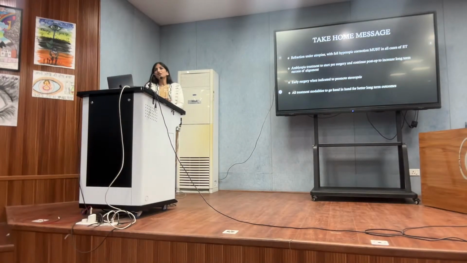So the take-home message for a patient to be worked up for a case of inward deviation is, the first must is a refraction under atropinization, a full hyperopic correction in all cases of esotropia, and then follow-up every 2 to 3 months in the first year and then 6 monthly refraction. Amblyopia therapy: just surgery will not cure these patients. Amblyopia therapy has to be started pre-surgery, continued post-op, and continuous monitoring and follow-up has to be done. Early surgery in cases of infantile squints to promote stereopsis, and all treatment modalities should go hand in hand for better long-term outcomes. Thank you.